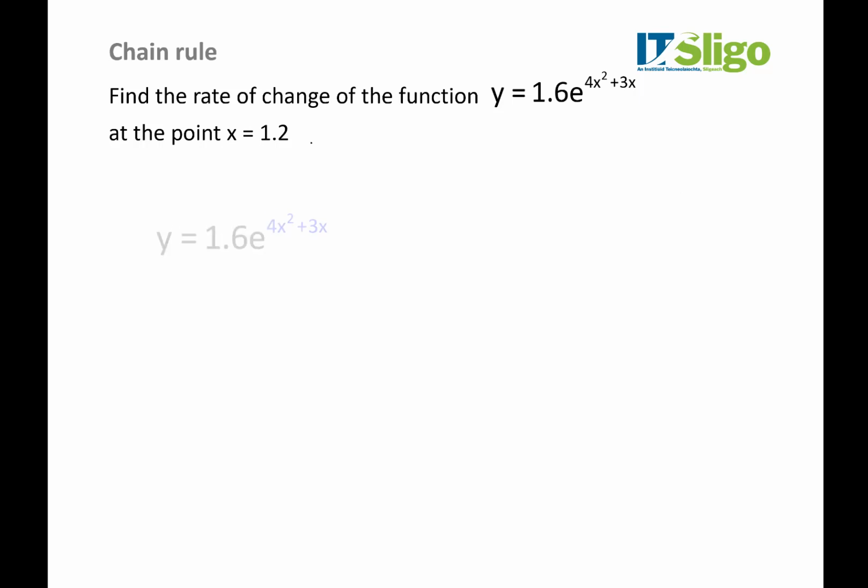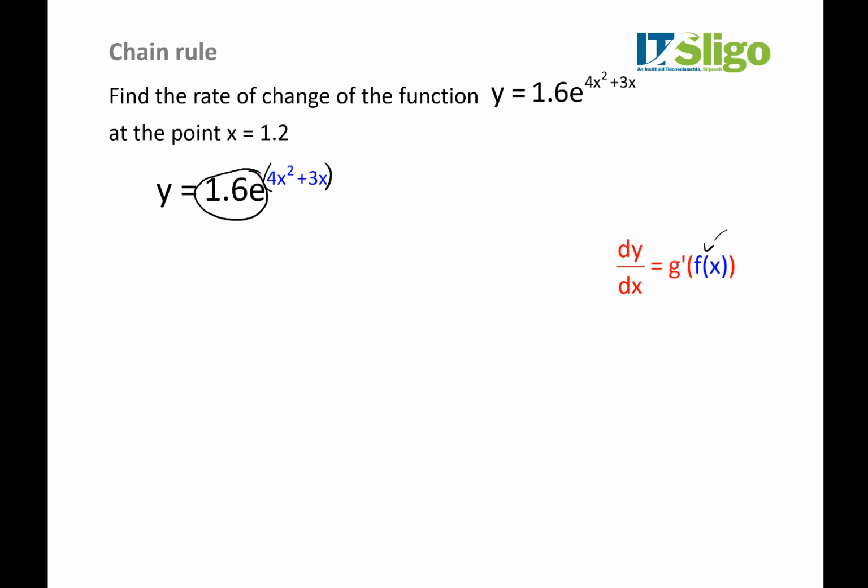So first of all, identify our function in x. I think it should be fairly straightforward. It's the bit with x. Now we want to differentiate this bit, which is itself. We leave f(x) alone. That's what this is saying. So we're getting the derivative of the outer bit, the 1.6e to the power of, which is itself. The derivative of that is itself.